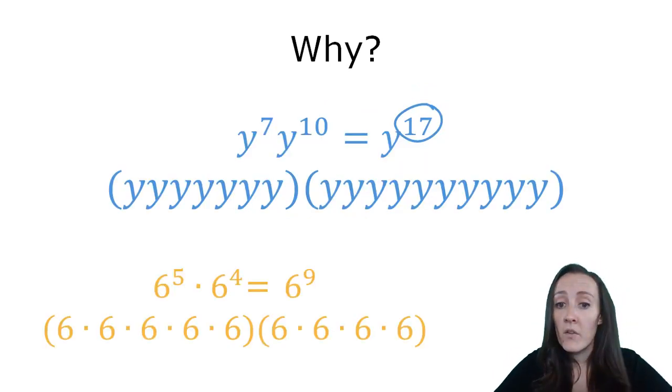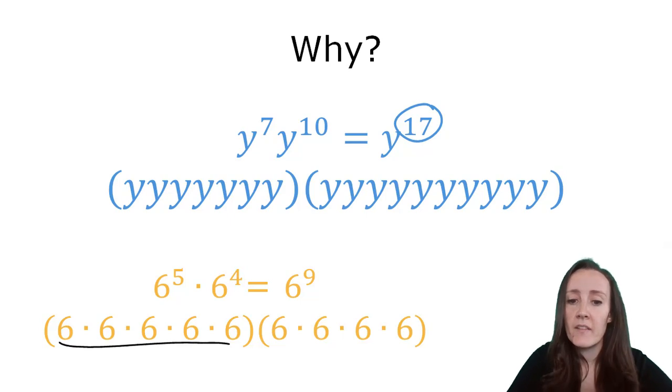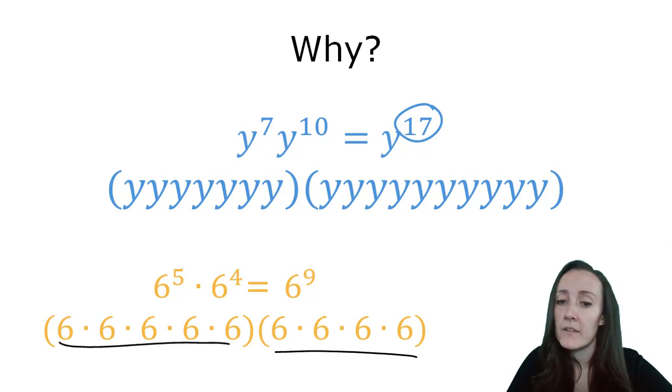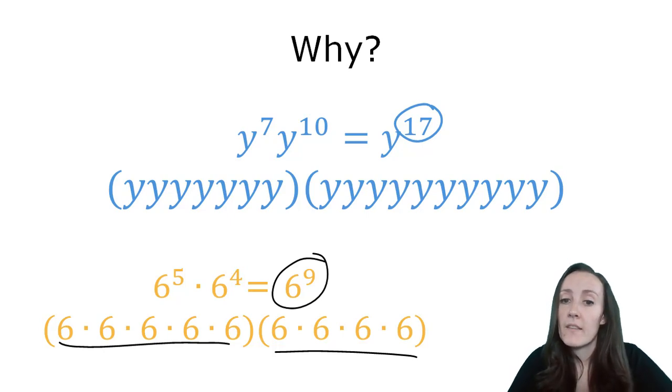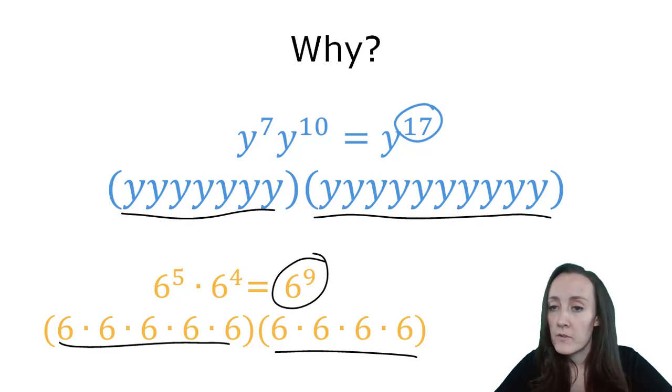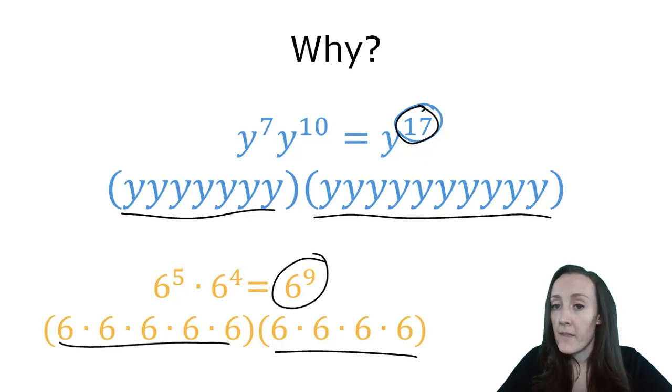And again, this works whether the base is a number like 6, where you've got 5 6s and 4 6s being multiplied together, which gives you a total of 9 6s. Or if it's a variable, like if you have y to the 7th and y to the 10th, you'd have 7 y's times another 10 y's, which gives you 17 y's, and that's how the product rule would work.